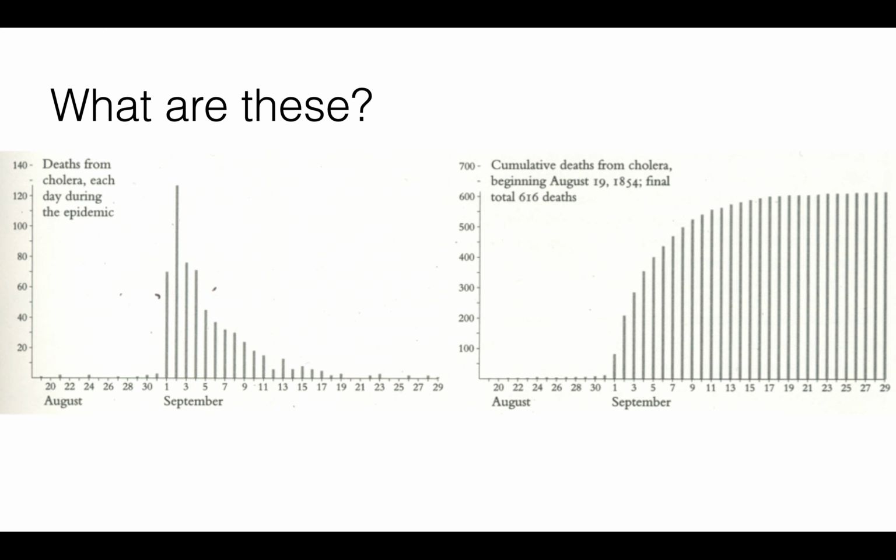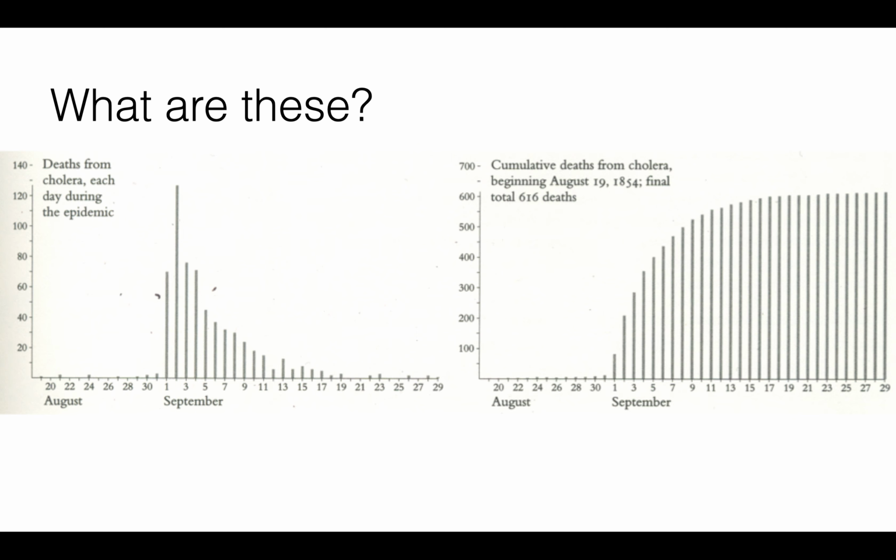What do you see? What are these things that you see here? They are bar charts. It's a time series where the x-axis along the bottom, left to right, is the dates, and along the y-axis, the top, is the deaths from cholera. The one on the left is just a day-to-day collection of deaths. The one on the right is a cumulative.